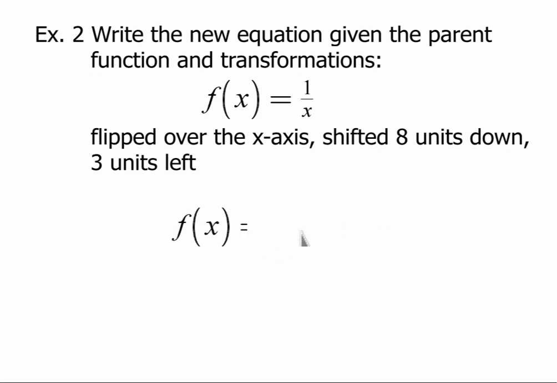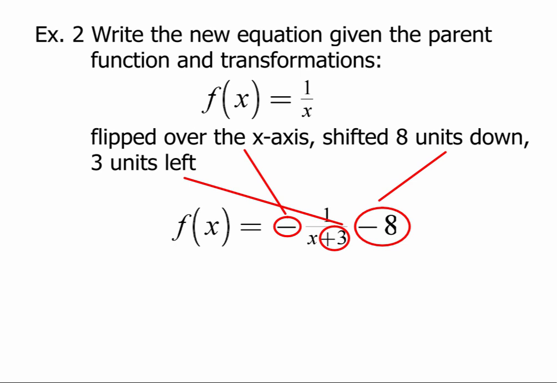So we've got f of x equals, flipping it over the x-axis means I want to put a negative out front of it. Inside my fraction, I want to do my 3 units left. Remember, left and right are always inside the parentheses, or in this case, inside the fraction. So I'm going to have that be 1 over x plus 3. And then to shift 8 units down, outside of my fraction, I'm going to subtract 8. So this is my new equation. f of x equals negative 1 over x plus 3, minus 8. So it looks like this.